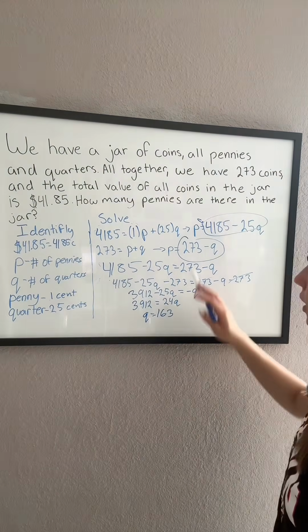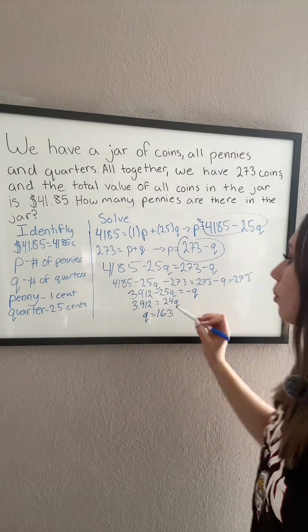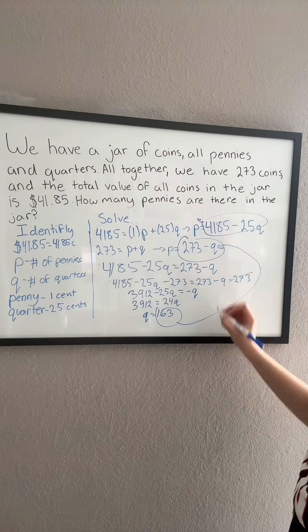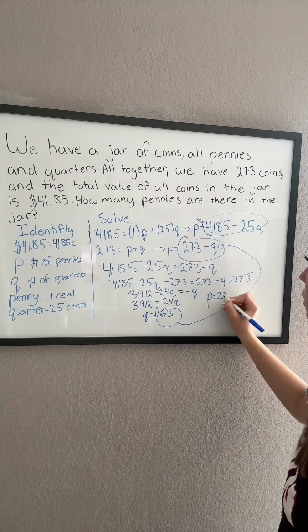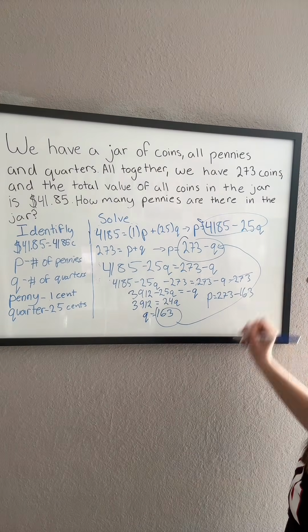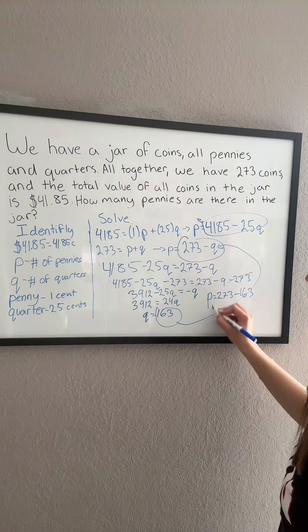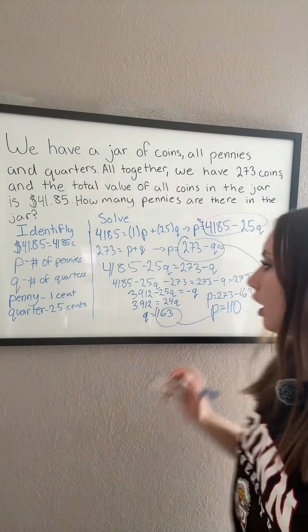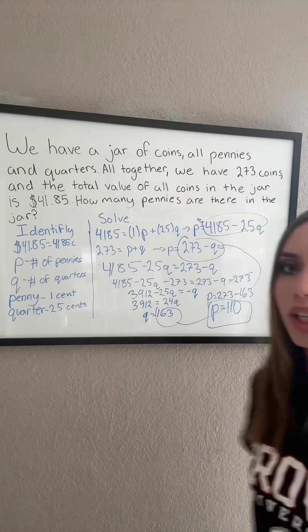Now, going back to the p that we isolated, since we're looking for pennies, we're going to plug this q of 163 back into this equation. Then we're going to get p is equal to 273 minus 163. Then we're going to get that p is equal to 110. So the total number of pennies in the jar is going to be 110 pennies.